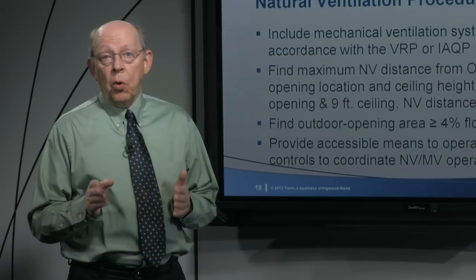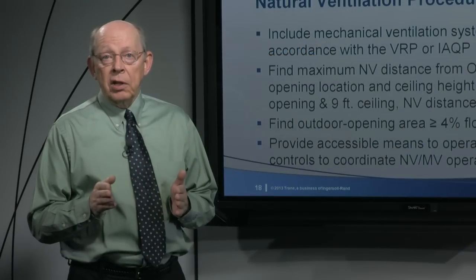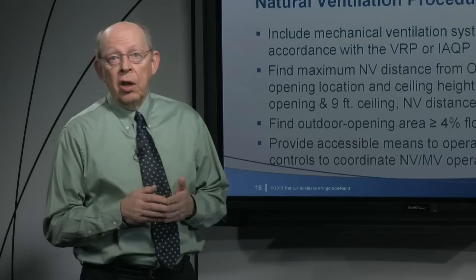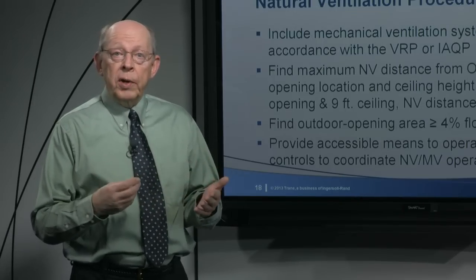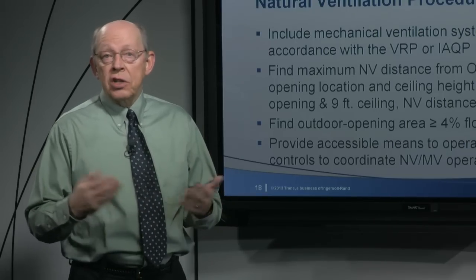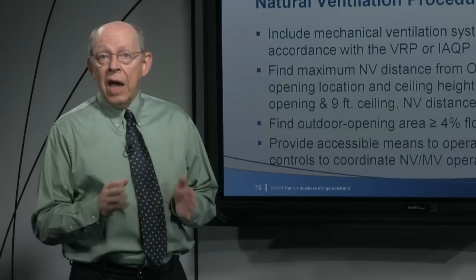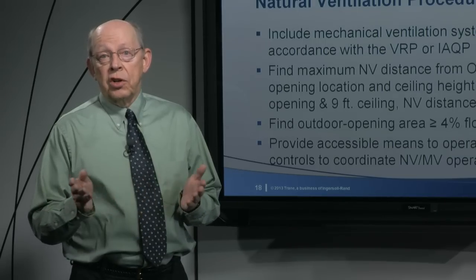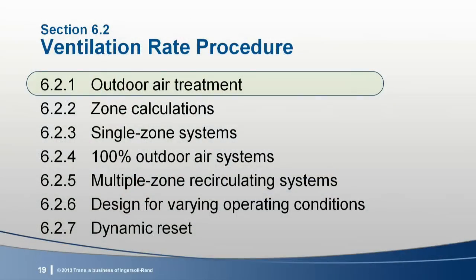Mixed mode ventilation is required because virtually all naturally ventilated buildings need mechanical ventilation at some point. For example, occupants may close local openings due to rain, wind, heat, cold, outdoor pollution, outdoor noise, and so on. As with the IEQ procedure, we're not discussing the natural ventilation procedure in any detail today. Today, we're focused on the ventilation rate procedure. It covers outdoor air treatment, zone level and system level outdoor airflow calculations, an optional averaging approach to design for varying operating conditions, and an optional control approach to reset outdoor airflow dynamically.